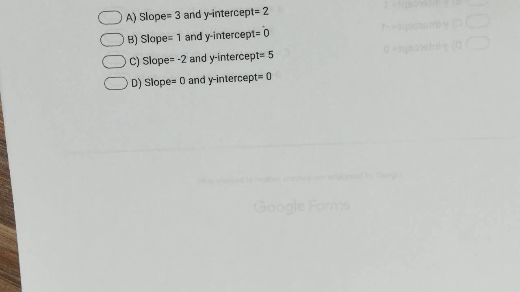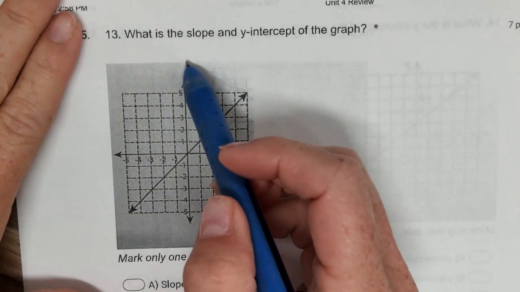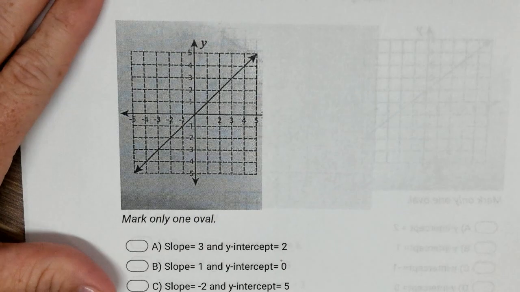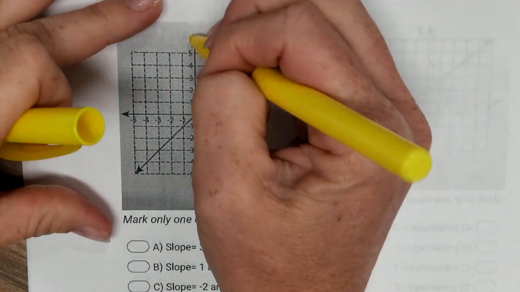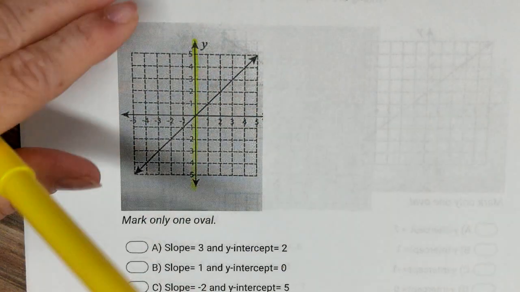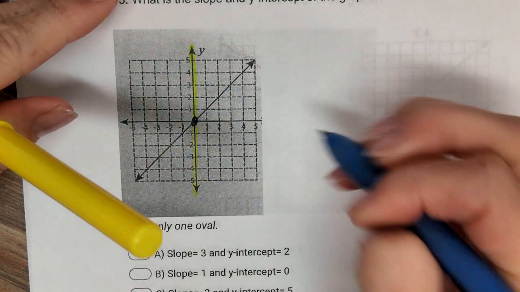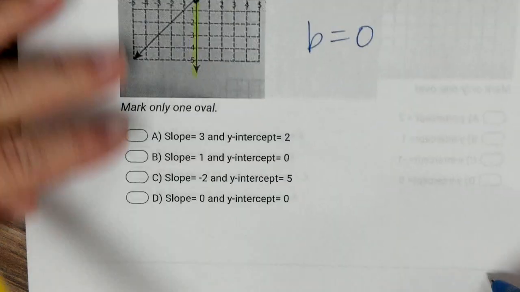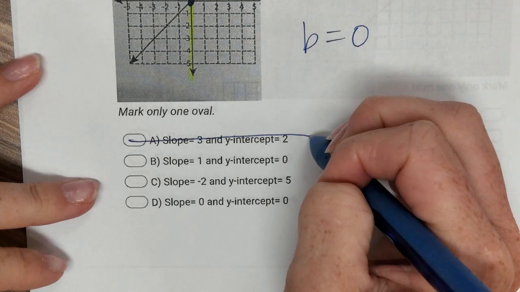Okay, number 13. What is the slope and Y-intercept? What did I tell you was the easiest one to find? So I look at the Y-axis. Where is that line touching the Y-axis? So the Y-intercept is 0. So I can mark off A and I can mark off C.